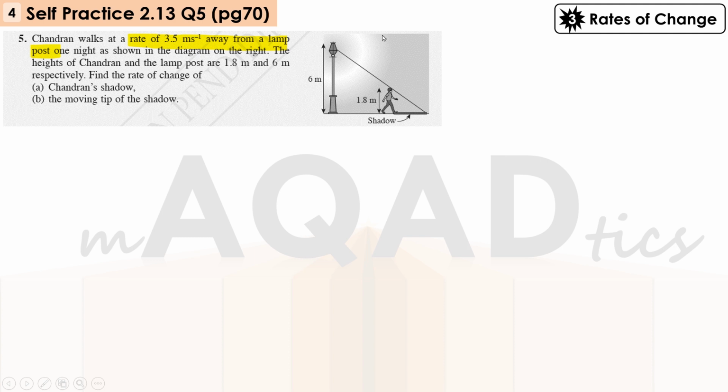Right? So for this question, let's use an unknown to represent the distance from the lamppost to Chandran. Okay, so let's put it as y. Then we are given the heights of Chandran and the lamppost, which is here. Then we need to find the rate of change of Chandran's shadow. So for this shadow, let us also use an unknown to represent the shadow length. Okay, let's put x. So how do we find the rate of change of Chandran's shadow?